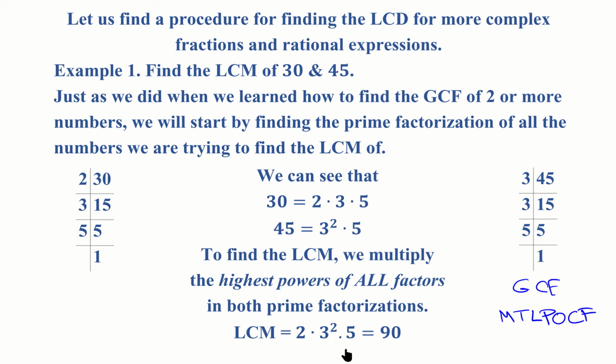So this is the procedure for finding the LCM. We will multiply the highest powers of all the factors that are in the prime factorizations of the numbers involved. All right. Well, in this case, we're dealing with only 2 numbers, so we say in both prime factorizations. So notice 2 times 5 is 10, times 9 is 90. All right.